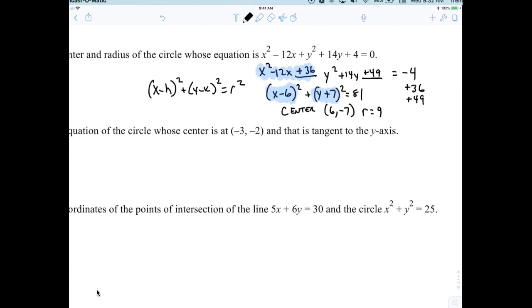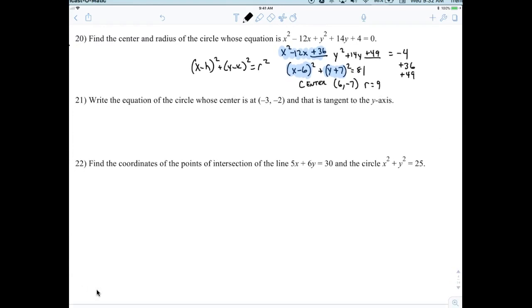Now, again, write the equation of the circle whose center is at -3, -2, and is also tangent to the y-axis. Now, again, this is a common question on SATs. So we know what the center is, so we know it would be x plus 3 squared plus y plus 2 squared equals r squared. We don't know what the radius is, but we know the circle is tangent to the y-axis. So if it's tangent to the y-axis, most people make a mistake and they put 4.